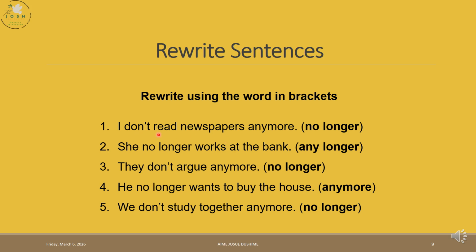I don't read newspapers anymore. She no longer works at the bank. We don't argue anymore. He no longer wants to buy the house. We don't study together anymore.